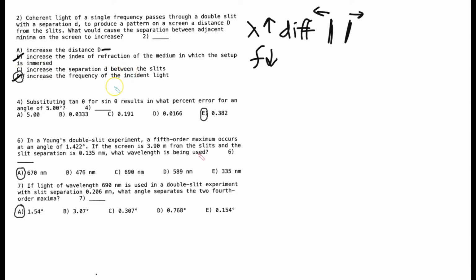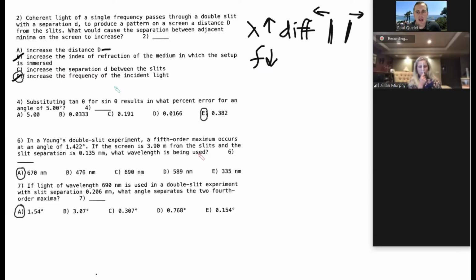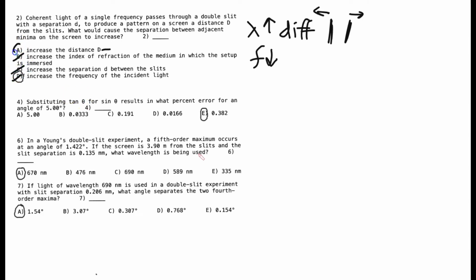C, increase the separation between the slits. Now that's going to actually cause the fringes to move together. And the reason is because if the slits are further apart, there's more possibilities for interaction in between, and so the fringes move together. So it's not going to be C. So yes, it will be A.